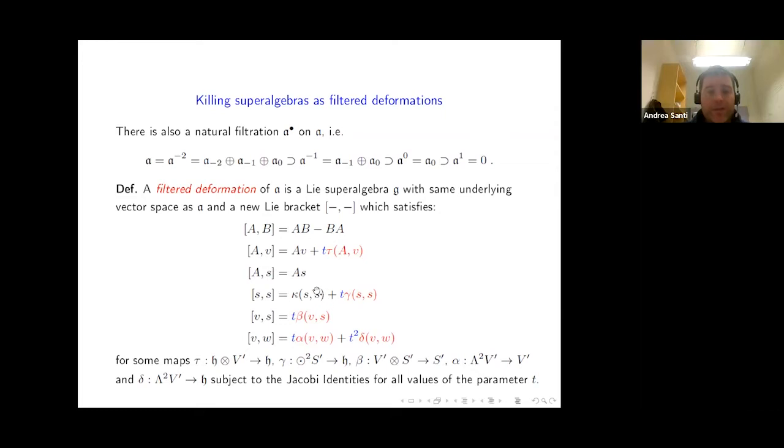When you take brackets of two spinors, you still have the Dirac current, but you can have some contribution gamma in H. So gamma is a symmetric map from S' to H. The bracket of V and S is not necessarily zero, but it's a map which I call beta, which goes from V' and S' to S'. And the bracket of V and W is changed by a contribution in degree minus two, which is alpha, and in degree zero, which is delta. So the interesting part here, of course, relies on the Jacobi identities, and that makes the structure pretty rigid, but at the same time interesting. I will not show the Jacobi identities today, but I'll say something next time.